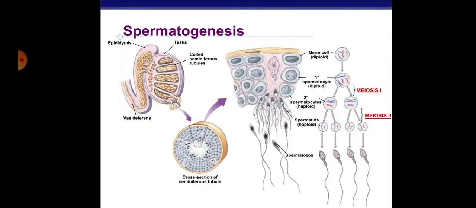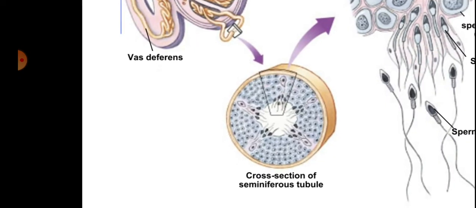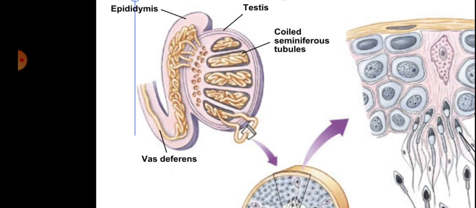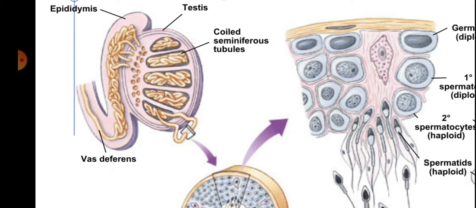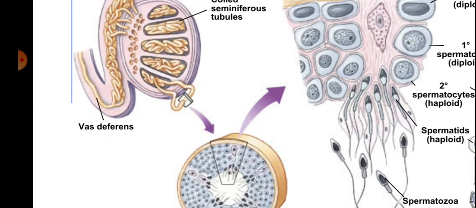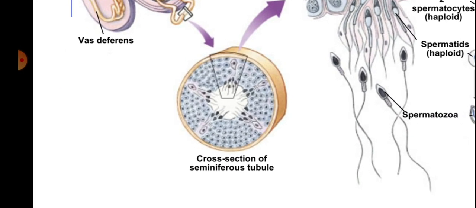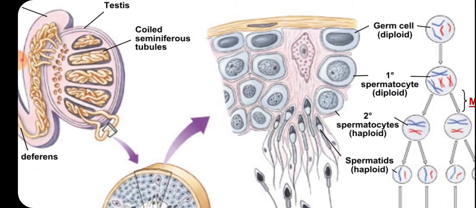On the next page, you can see the epididymis, where the sperms are stored, the vas deferens, from where the sperms are conducted, the testes, and the coiled seminiferous tubules. A section of the seminiferous tubules has been cut, and you can see this cross section of the seminiferous tubules, which has been enlarged in this diagram.